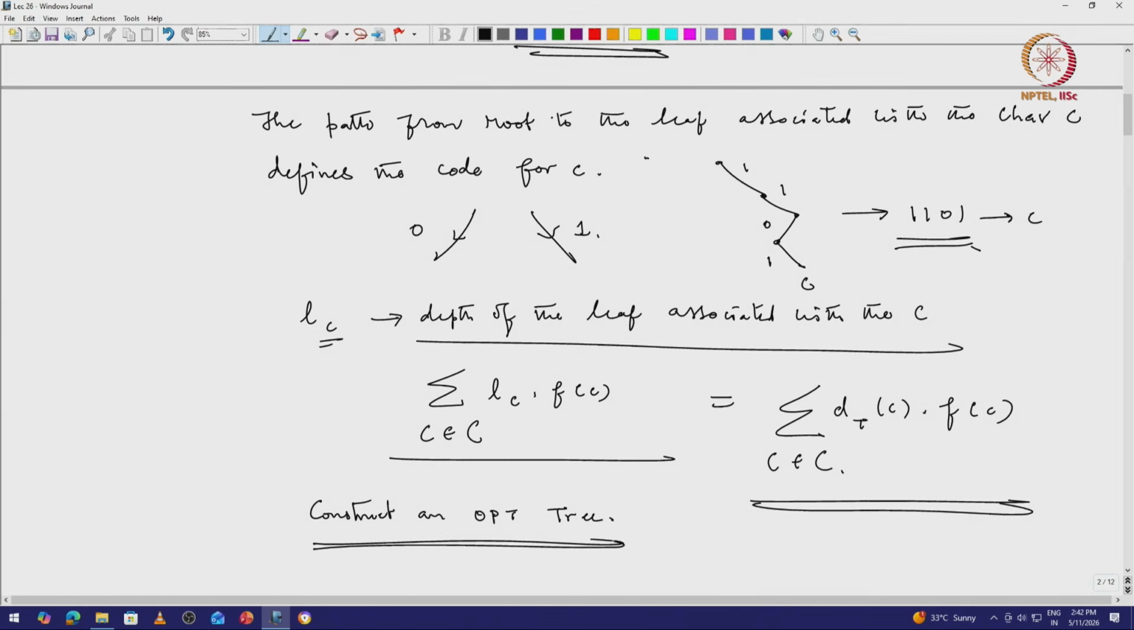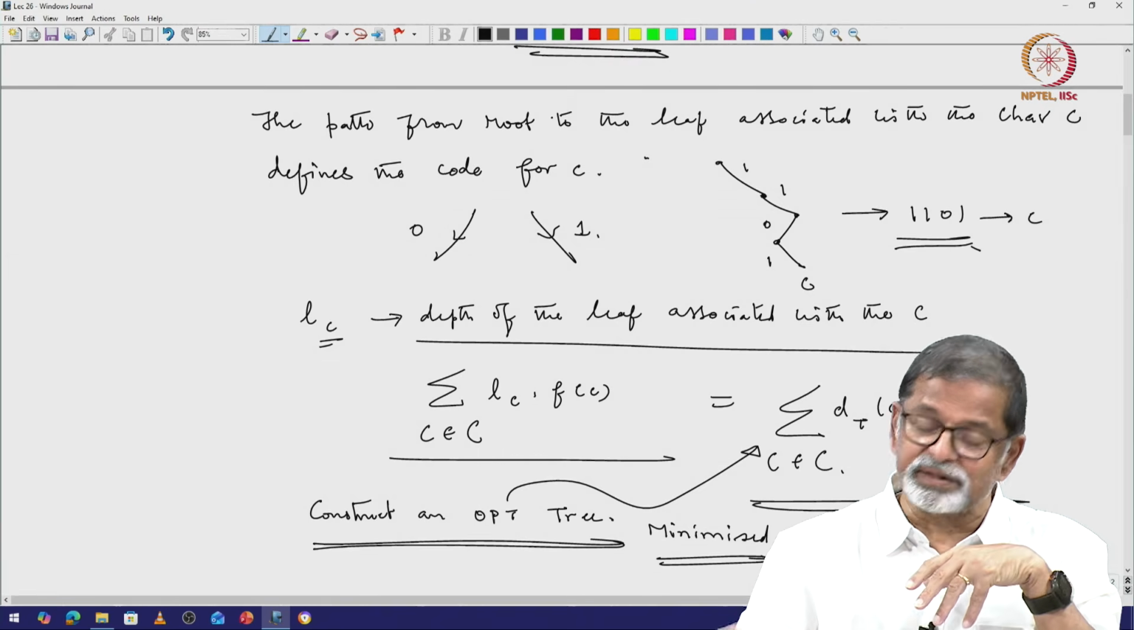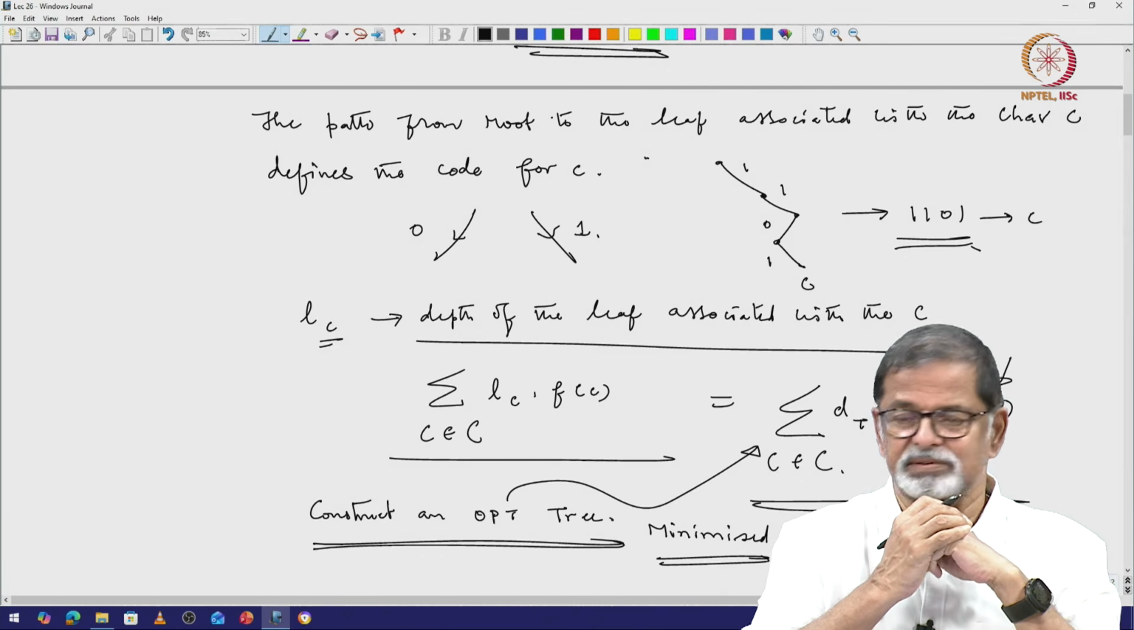What do we mean by an optimal tree? An optimal tree means this cost is minimized. The character set and frequencies are the input. You have to find a tree with n leaves, and you have to associate the characters with the leaves in such a way that this quantity is minimized.